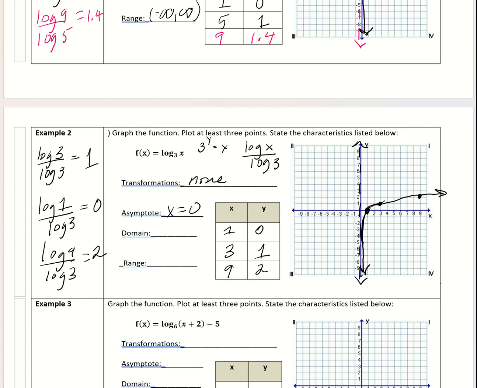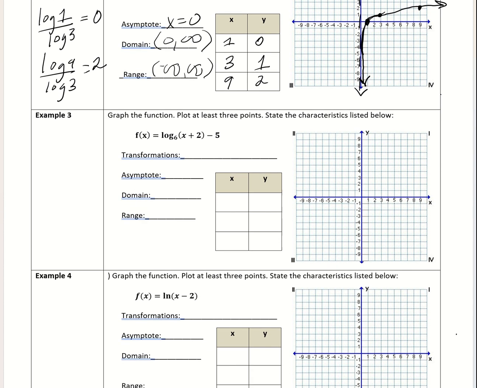Range, because we can put in any value we want for y, that's going to be negative infinity to infinity. And then our domain will just be 0, where our asymptote is, to infinity, because it is moving to the right.